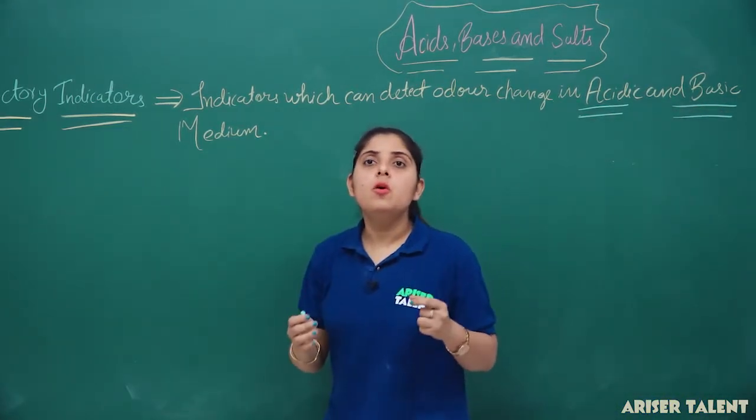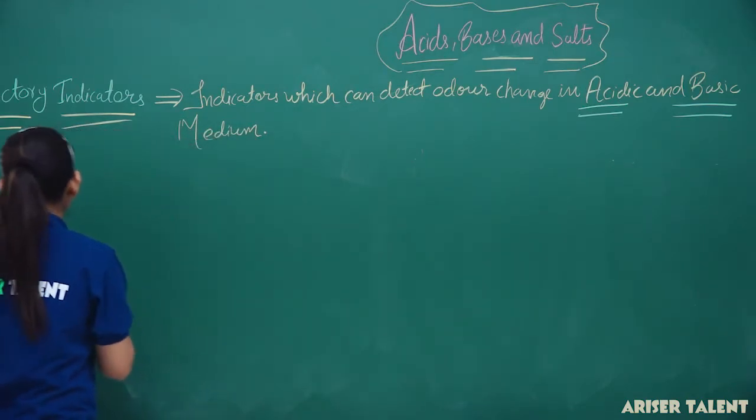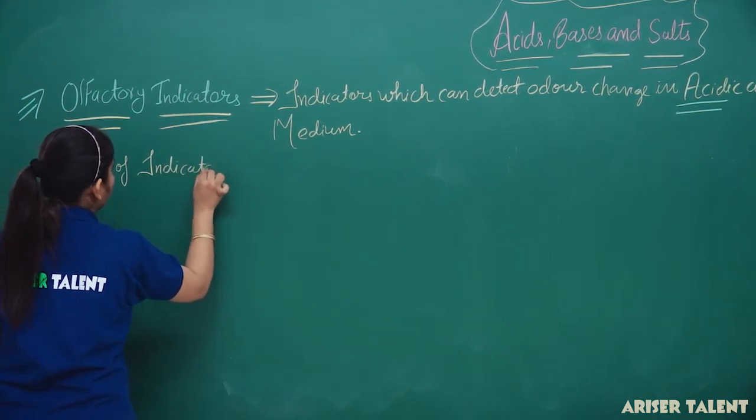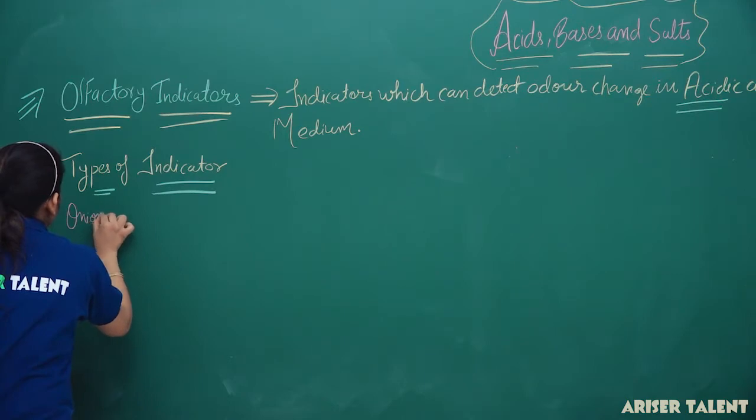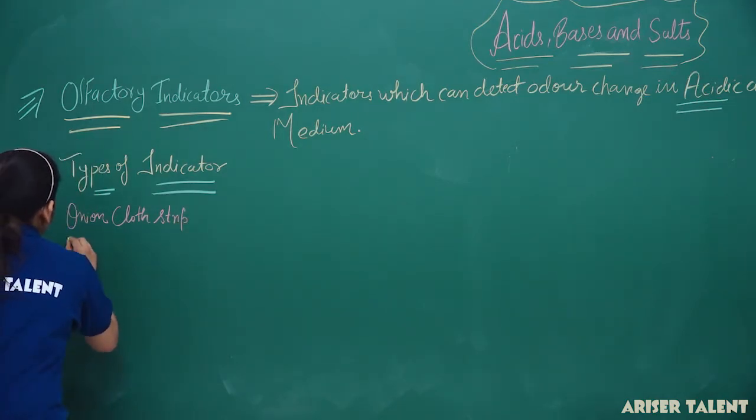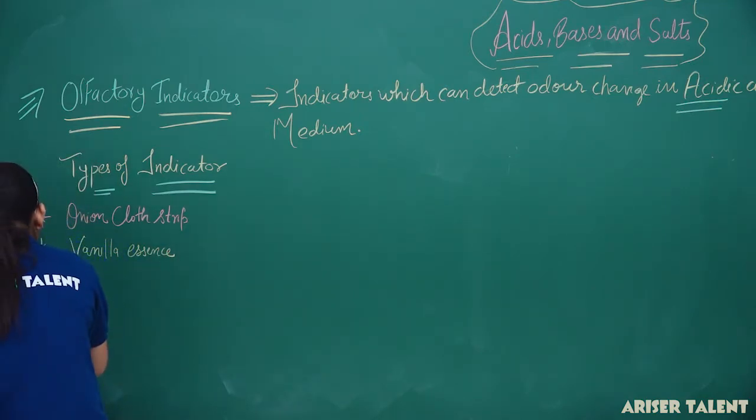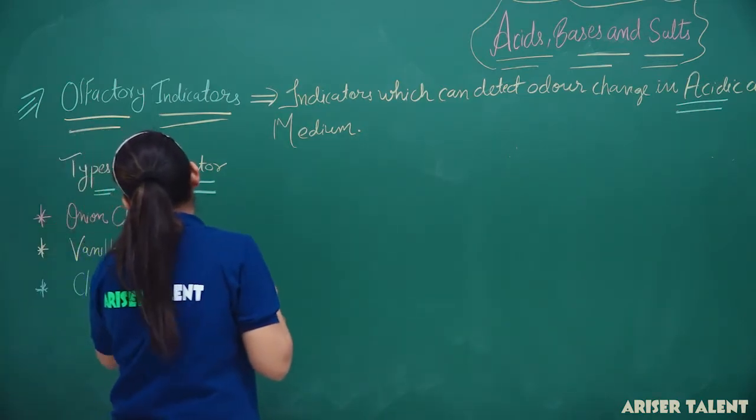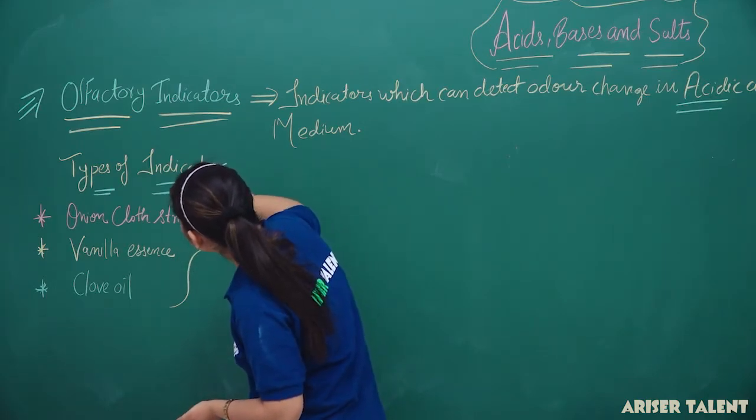Now different substances show different odors in acidic medium and different odors in the basic medium. So we have three types of olfactory indicators. Our first indicator will be onion cloth strip. Our second indicator will be vanilla essence, and the third category will be clove oil. So these are the three categories of indicators which will give different odors in different solutions of acid and base. So we have three indicators that are termed as olfactory indicators.